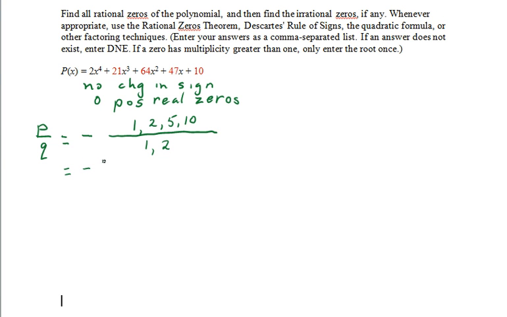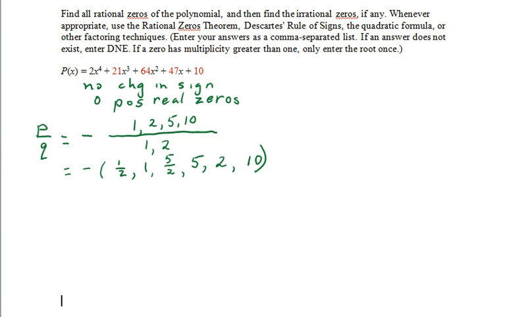So when we look at our possibilities, let me use 2 as a divisor first. I'm going to have 1/2. 2 over 2 is 1. 5/2. And 10/2, which is 5. When I use the divisor 1, I've already got the 1 and the 5, but I need to also list the 2 and the 10. So we have 6 possible rational zeros. We can't have any positive rationals because they would then be reals as well, and we've eliminated that option.